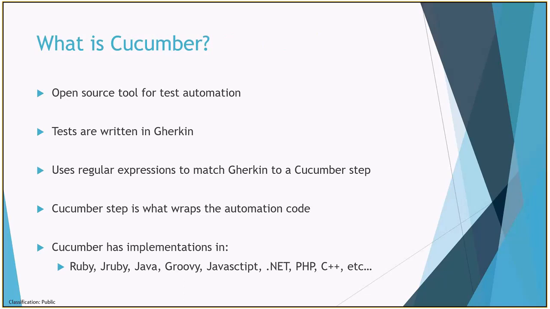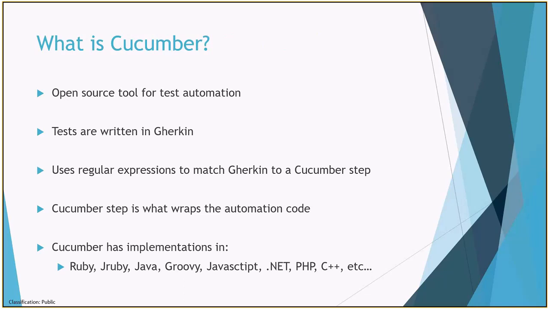Cucumber is an open source tool for test automation, and all the tests that we write here are in Gherkin. So again, what is Gherkin? It's a parser. It's a simple English language. We call it BRDSL, business readable specific description language, or business readable language. What is business readable language? So that your business can read, your product owner can read, your non-technical and technical members are able to correlate or relate the functionalities, the use cases, the high level scenarios. Simple. It uses regular expressions to match Gherkin to Cucumber steps.